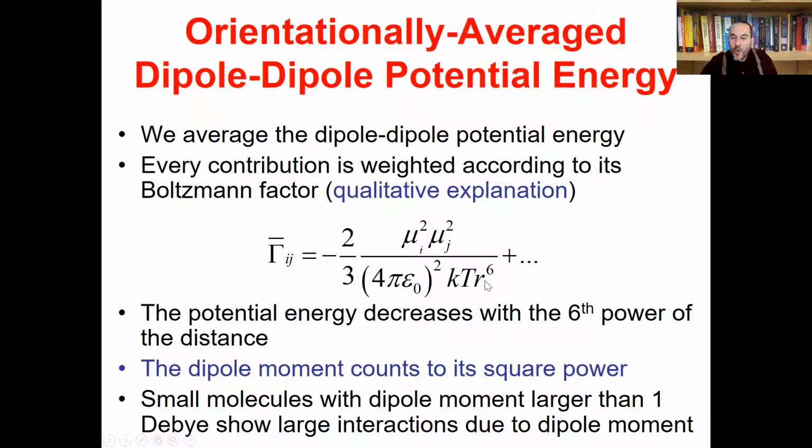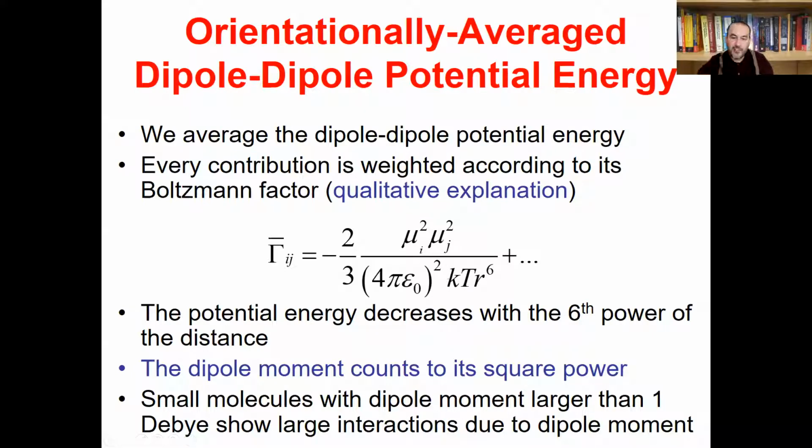So R now is in the denominator, right? It decays with 1 over R to the 6th power of the inverse distance. Okay, as you can see, the dipole-dipole interaction decays much faster compared to the electrostatic interactions, these point charge interactions.